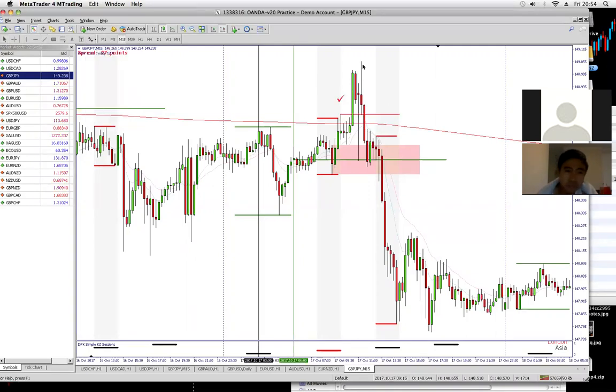And then, because the stops have run out, when it breaks through this candle and it returns, it's a breaker, and then it sells off.